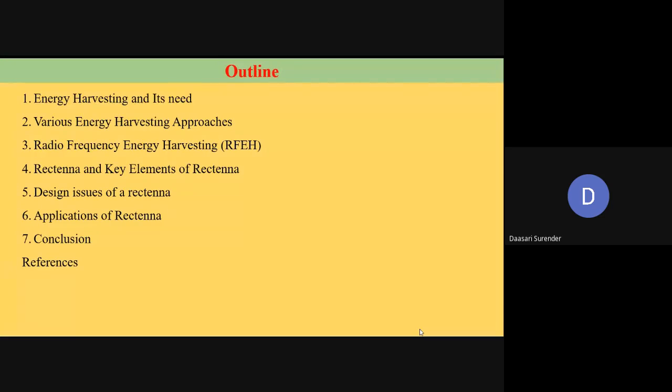The contents of this talk are the need for energy harvesting. First of all, we will discuss this, followed by the radio frequency energy harvesting system and its significance. Next, the rectenna, basically a harvesting system, and its functional blocks are discussed, followed by the various issues that a researcher could face, and the applications of the rectenna. In this section, we will discuss different applications of the rectenna system where we are using it, and the conclusion and references.